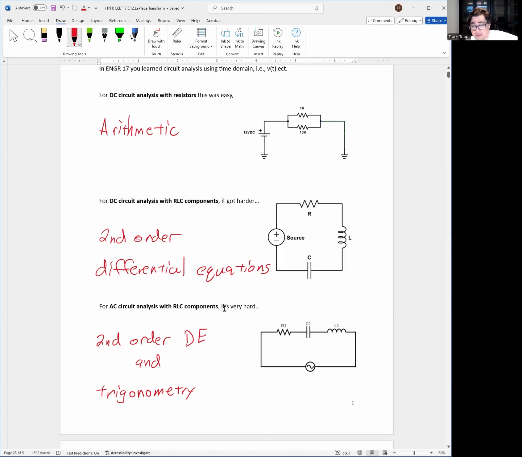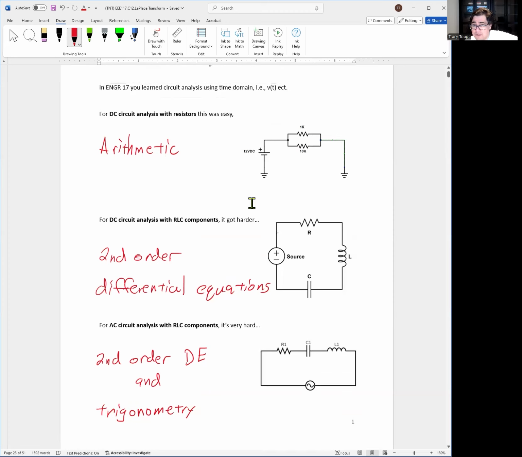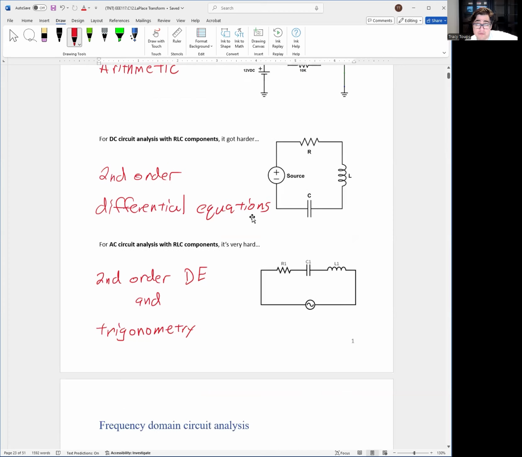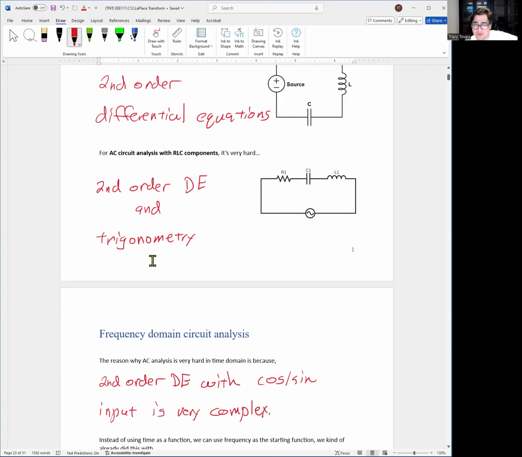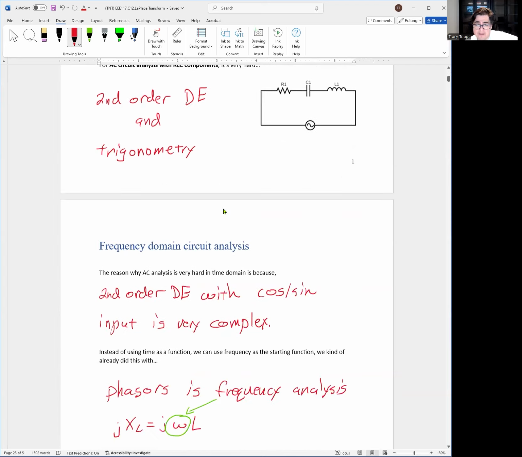You can use computer aided calculations through MATLAB and stuff like that to help you. But remember, circuit analysis came way, way before computers. So we figured out a way to make this second order DE and trigonometry problem much easier, right?